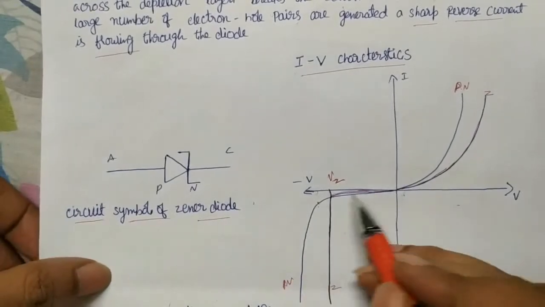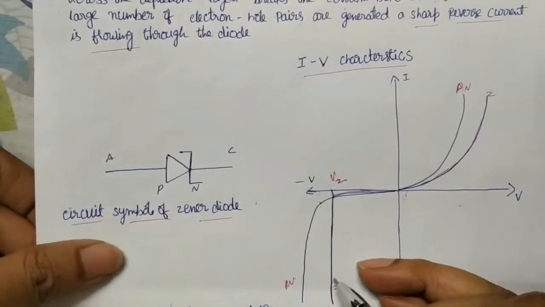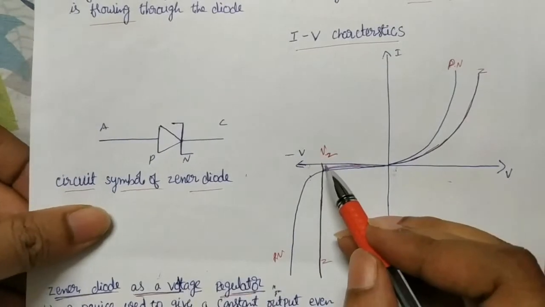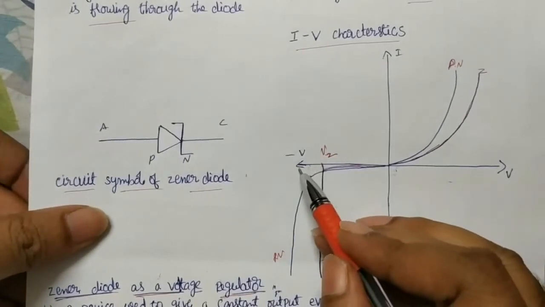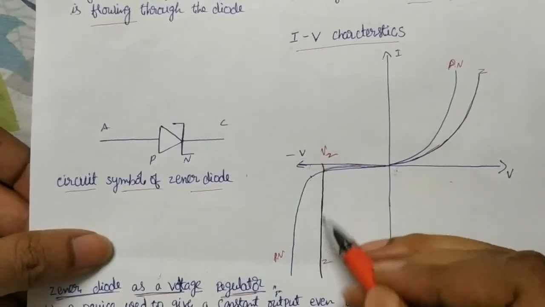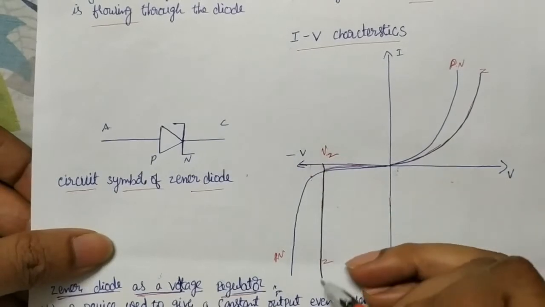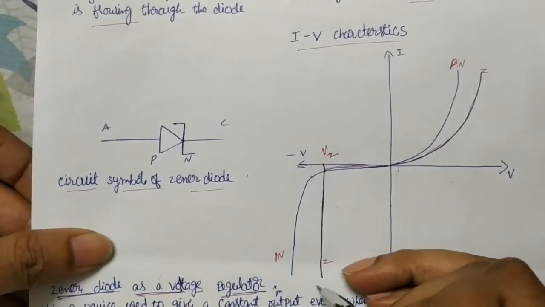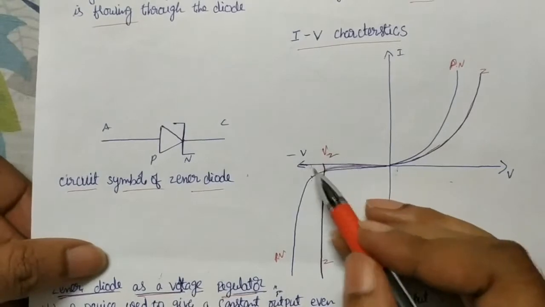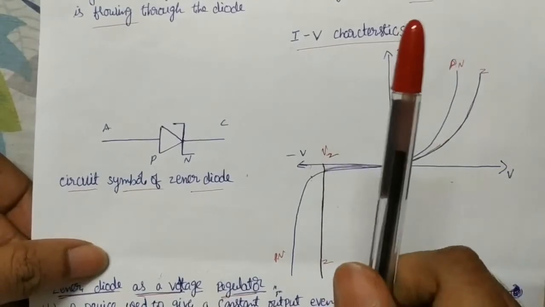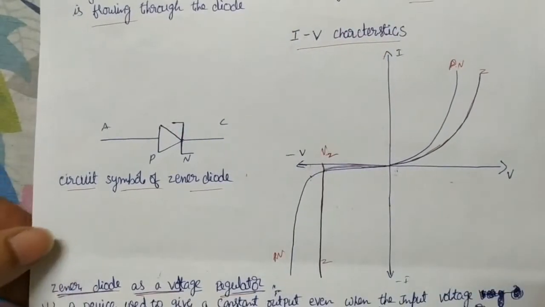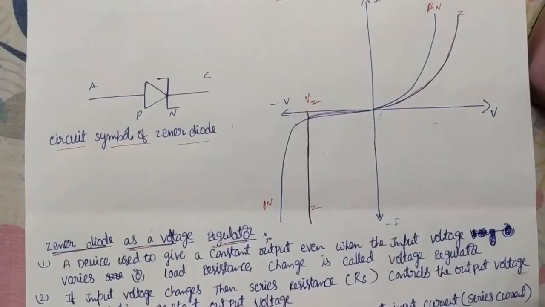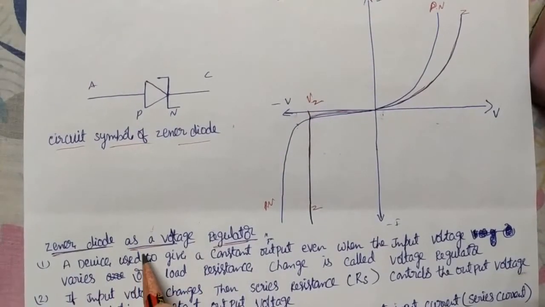Because of this reverse characteristic, if you increase the potential more than this, it will maintain the same potential, keeping the potential constant, while the current rises. Due to this property, the GNR diode in reverse bias is used as a voltage regulator. GNR diode as a voltage regulator.